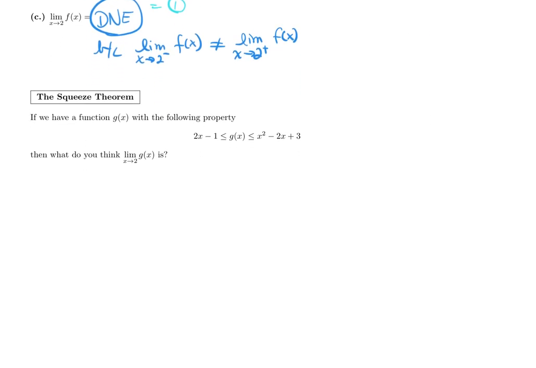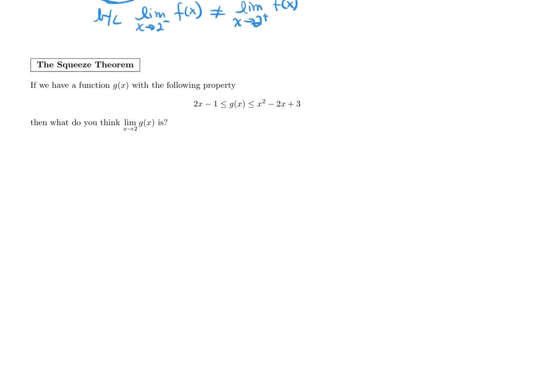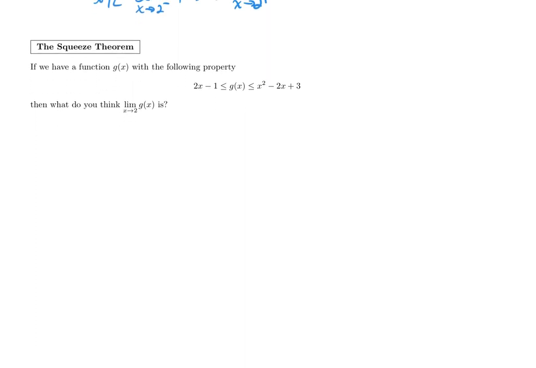So what does the squeeze theorem say? How do we know what is happening? We're going to start with thinking about the problem like this. Say I have a function g of x with the following property: 2x minus 1 is less than or equal to g of x, and g of x is also less than or equal to x squared minus 2x plus 3. Then what do you think the limit as x approaches 2 of g of x is? Well, we know that it's stuck between this line and this quadratic as x gets closer to 2.